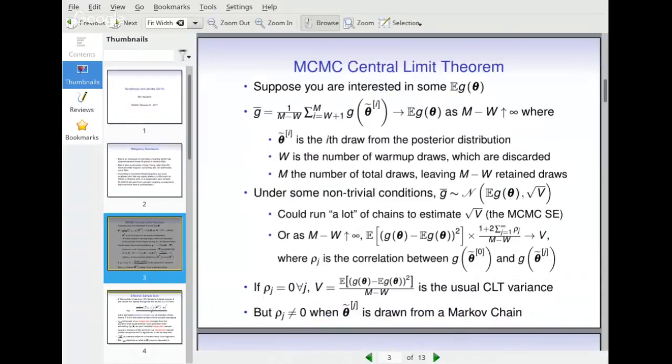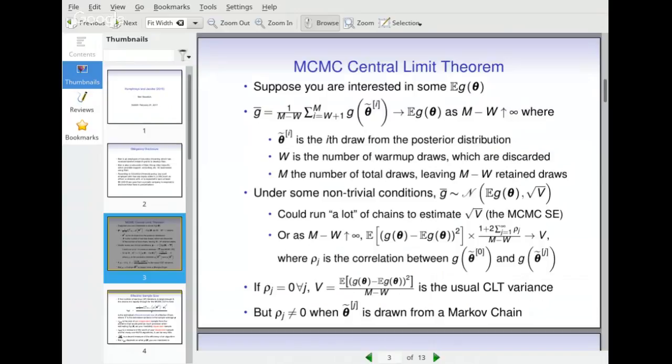So going back to where we ended last week, I tried to get through this, but I think I was actually talking pretty quickly, so we're going to try to do it again. Suppose you're interested in the expectation of some function, G. It could be a mean, a variance, a bunch of things, but let's say that's what you're primarily interested in.